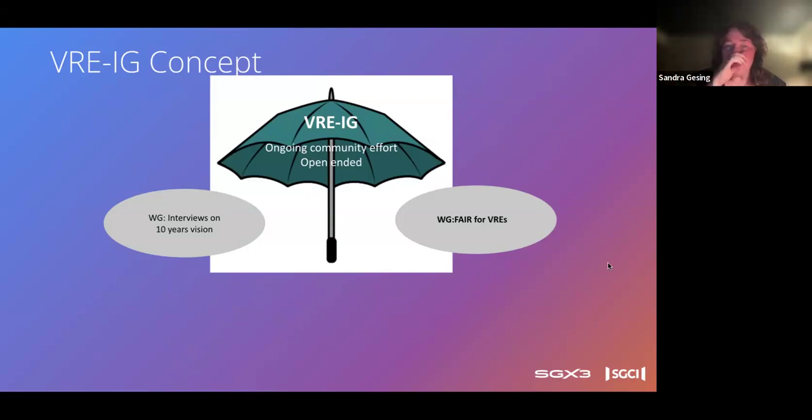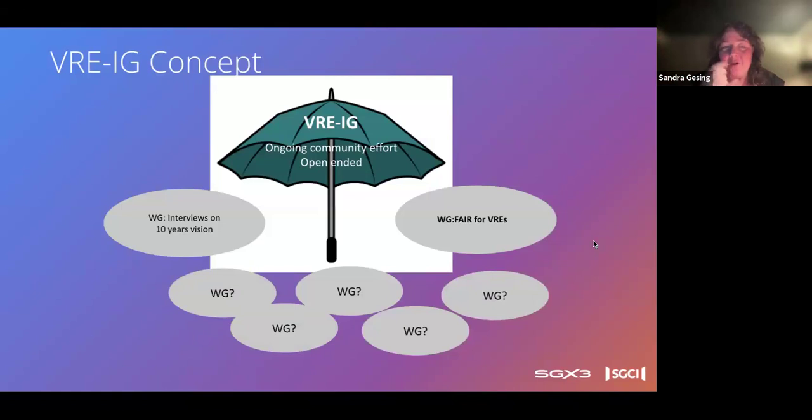And the second working group was really FAIR for VREs. A lot of working groups are now showing up. If you want to build working groups, make suggestions. We are happy to discuss what the topics for the next working group are. The interest group will be really around supporting the working groups and then continuing the discussion around virtual research environments. Next slide.